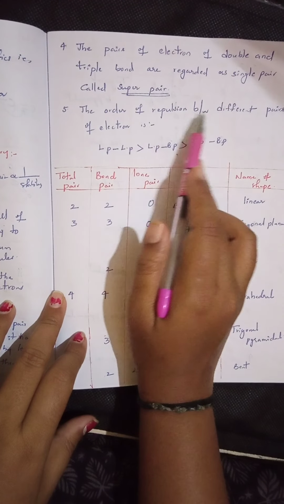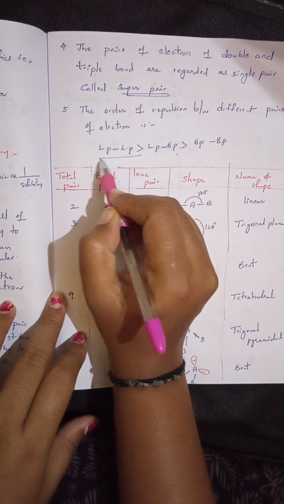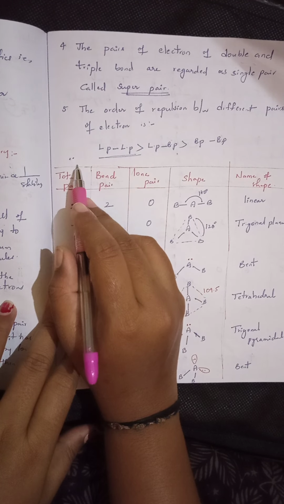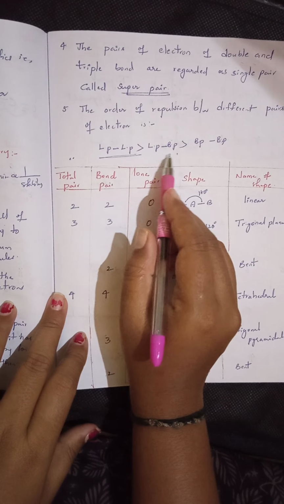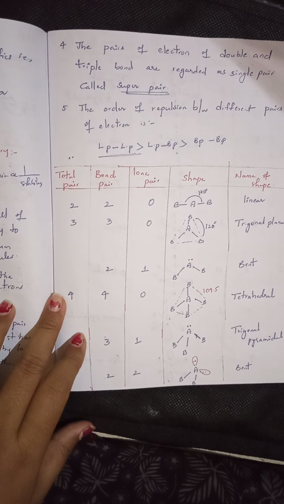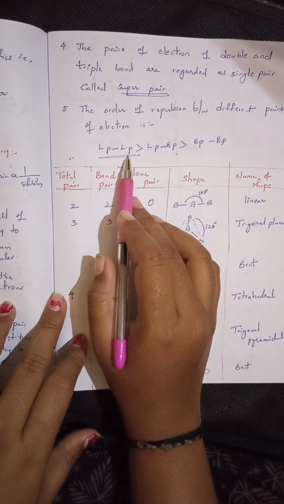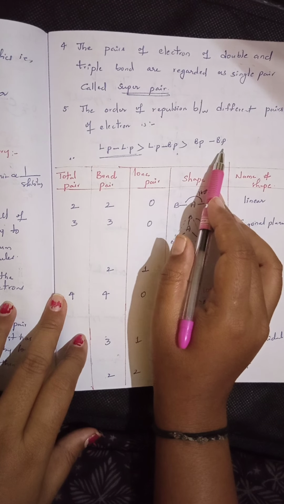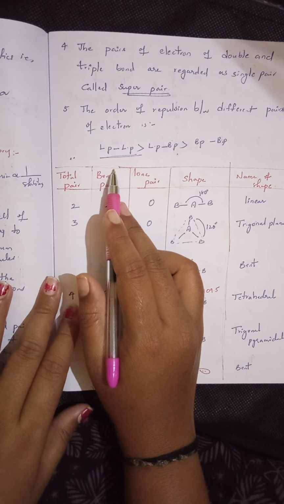Next, the order of repulsions between the different pairs of electrons is given below. Lone pair electrons, which do not participate in bond formation, are freely available, so lone pair-lone pair repulsions are maximum. Then lone pair-bond pair, then bond pair-bond pair. That means lone pair-lone pair repulsion shows maximum repulsion, lone pair-bond pair repulsion is lesser, and bond pair-bond pair repulsion is minimum. Understand?